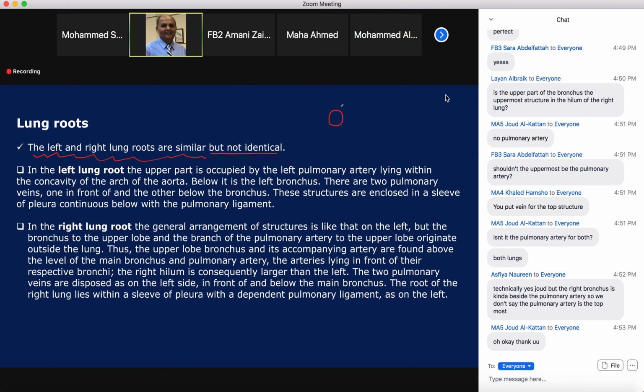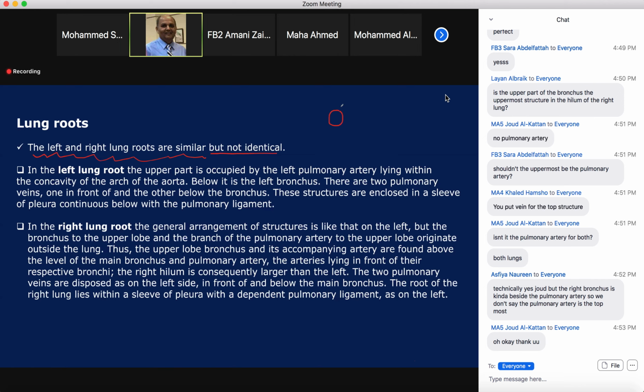Left and right lung roots are similar, but not identical. There is a little bit of change because in the left one, there is only one opening. Then this bronchus divides, and the right one shows two openings because it is short, so it divides before entering the root of the hilum of the lung. That's why we can see a little bit distorted appearance if we go back to my image.